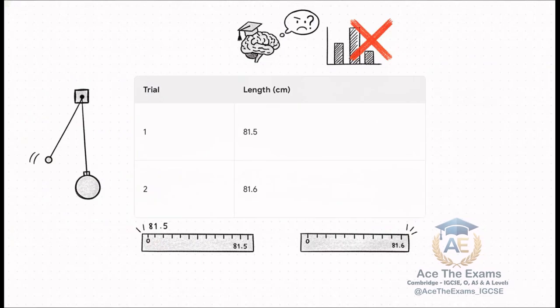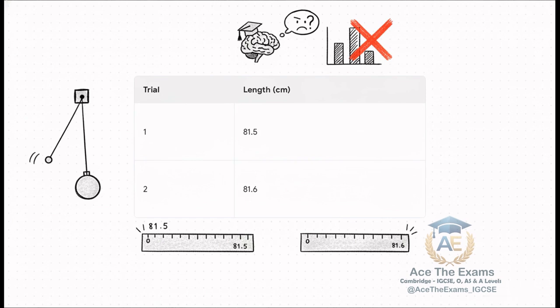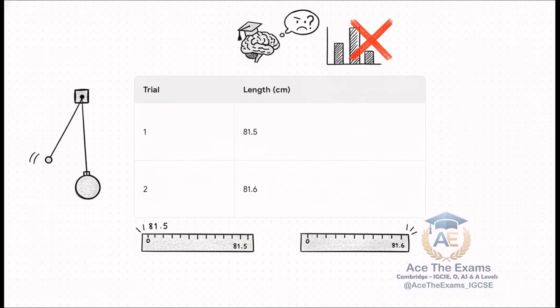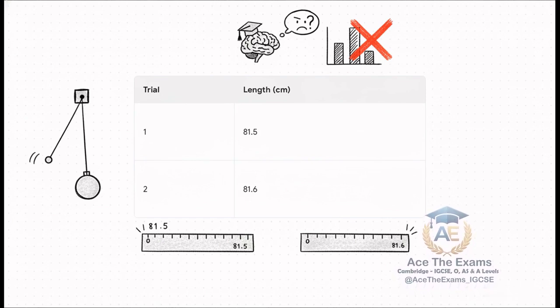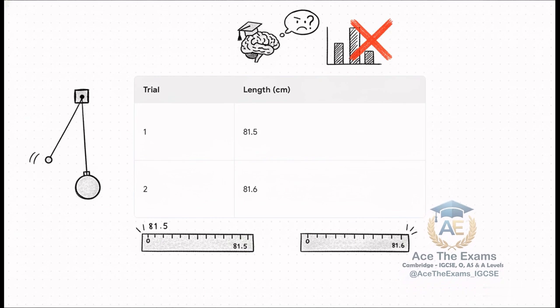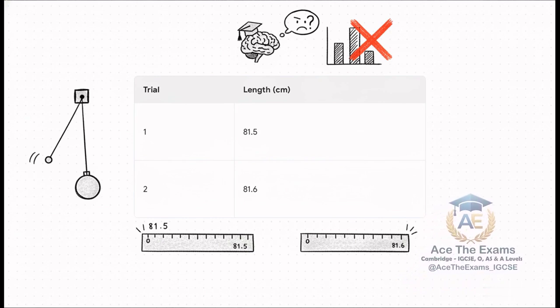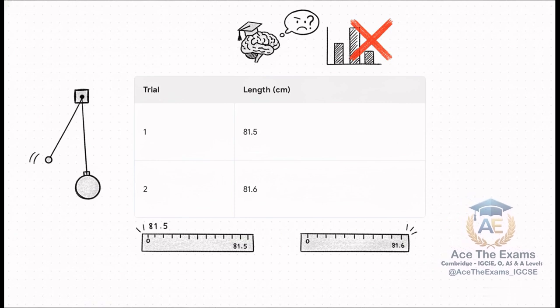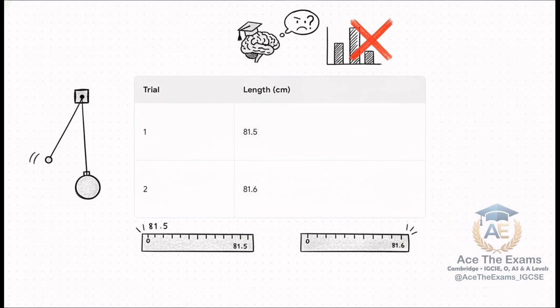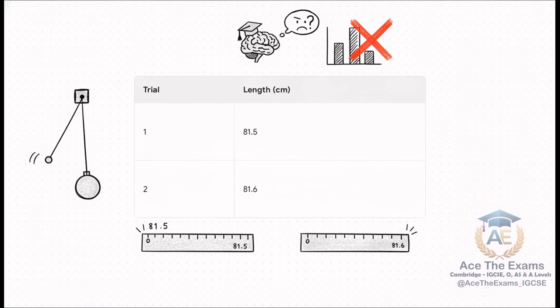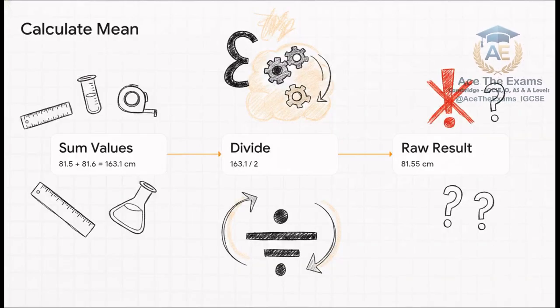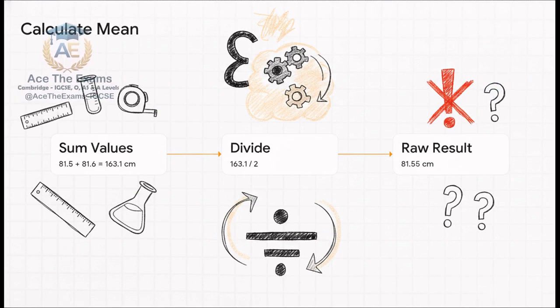Now, you might think taking an average is just basic math, right? But the Cambridge mark scheme demands a very specific scientific approach. Imagine you're in the lab. You collect two measurements for a pendulum length, 81.5 centimeters and 81.6 centimeters. Dropping the ball on processing this raw data is a painful learner mistake that instantly caps your grade on practical questions. So, obviously, we start with the basic mathematical steps.